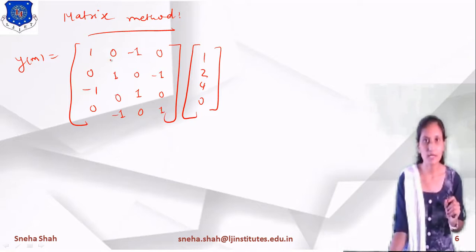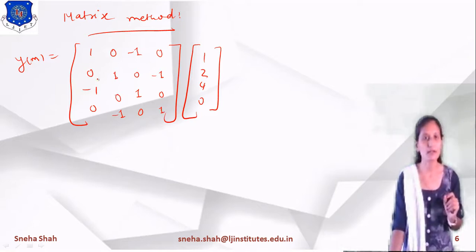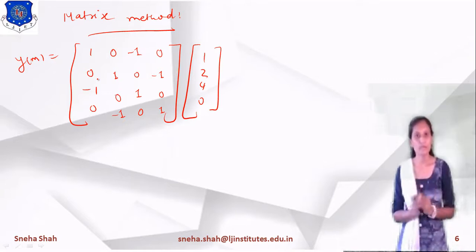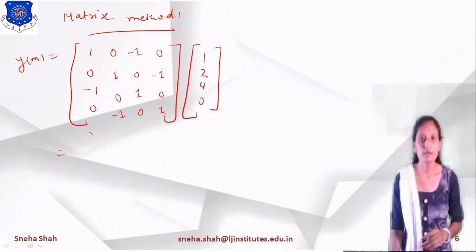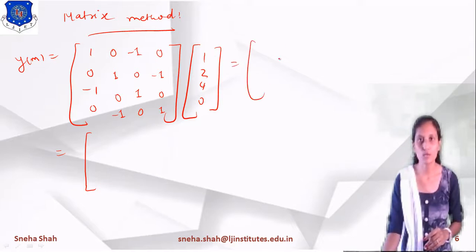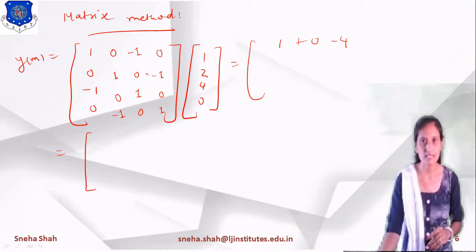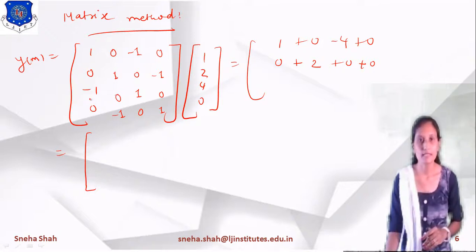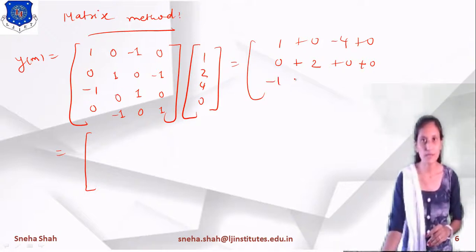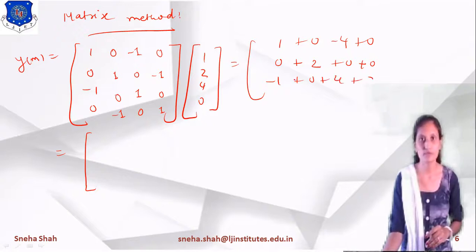Now if we shift this 1 over here, then it will give you the same as this, right? So we will stop over here. It will give you a 4 by 4 square matrix. Now if we do the matrix multiplication of these two, what will it be? 1 into 1 means 1, plus 0, minus 1 into 4 means minus 4, and the last one is 0 into 0, 0. Now the next term is 0 into 1 means 0, plus 2 plus 0 plus 0. Next term is minus 1 into 1 means minus 1 plus 0 plus 4 plus 0, right?